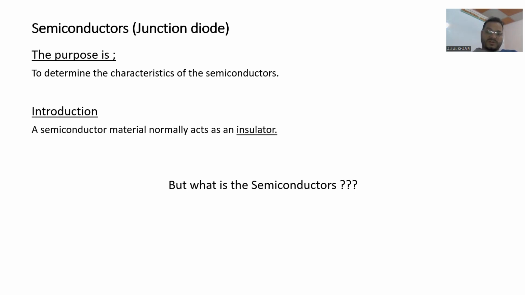Introduction: a semiconductor material normally acts as an isolator. Actually, semiconductors in some conditions act like an isolator, and in some temperatures act like a conductor. That is why it's a very interesting topic to researchers, because it has two different characteristics in the same element.